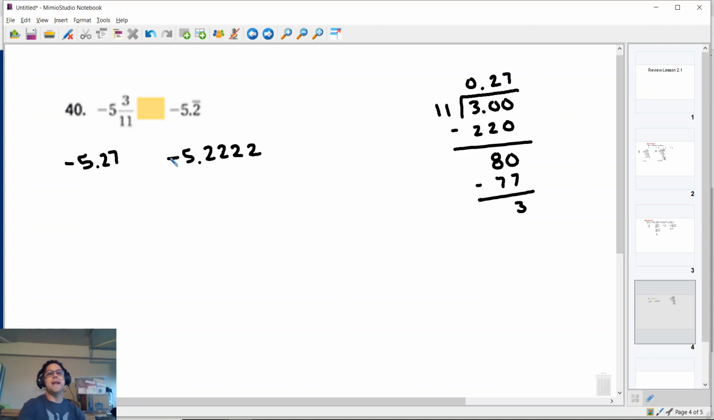But one thing I need you to remember is since they are both negative, the comparison for the good old inequality is, if it was positive, this one would be greater, the 0.27. But since it's negative, this one is actually greater. So we read it as -5.27 is less than -5.22222, and so on. So we can say less than in our original form there. So compare them, preferably when they are both in your decimal form.